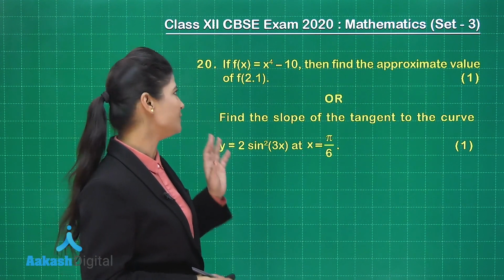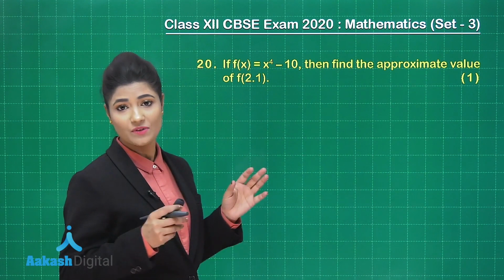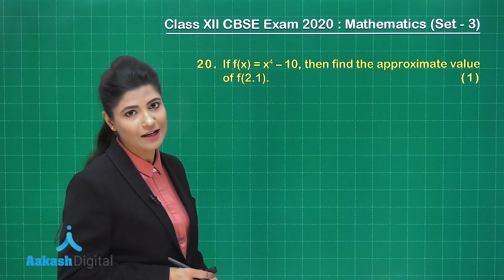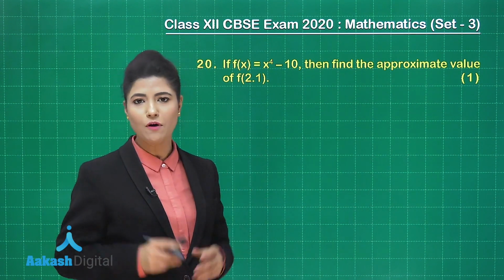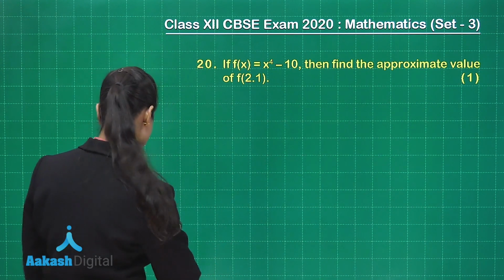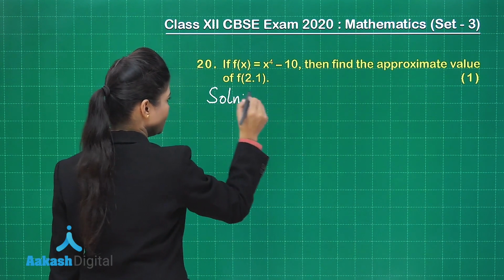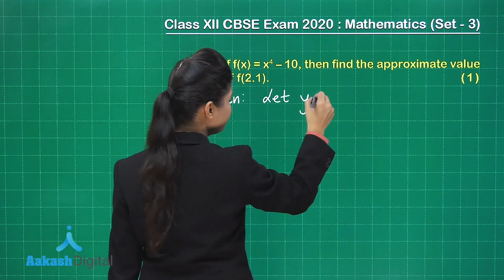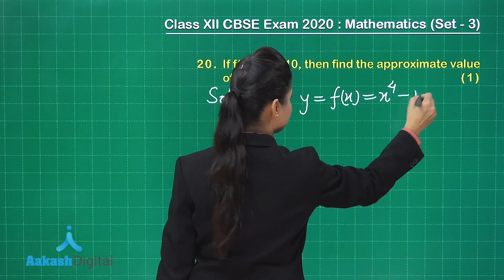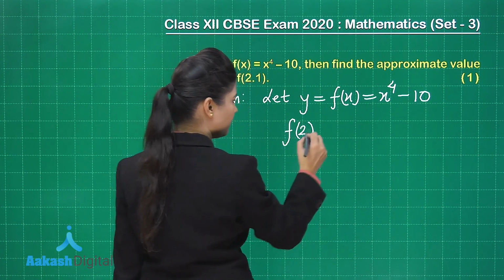So let's proceed with the first choice. In the first choice, you are asked about the approximate value, which needs to be obtained at f of 2.1. We need approximate value of this, and you know that f of x plus delta x is equal to y plus delta y. Taking that case into consideration, very first, we consider this given function as y. So here let y is equal to this given function, that is x raised to the power 4 minus 10. Then in this manner, you can definitely obtain the value of f of 2.